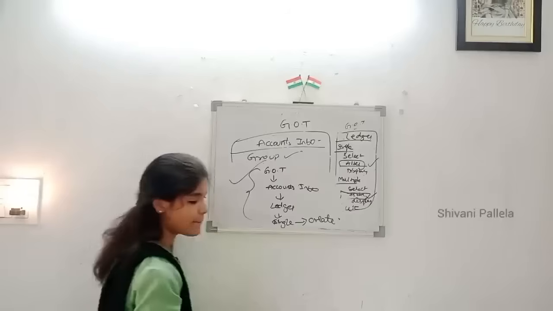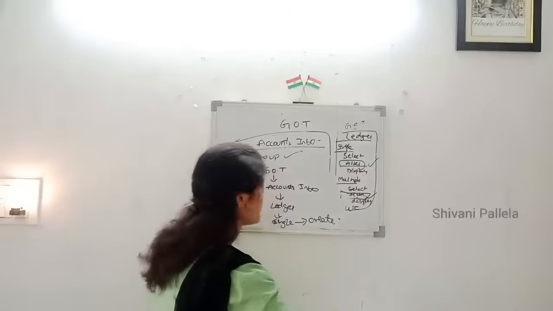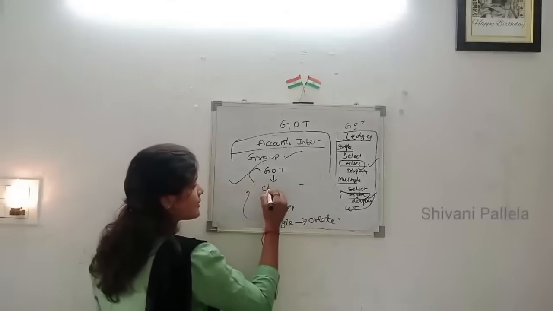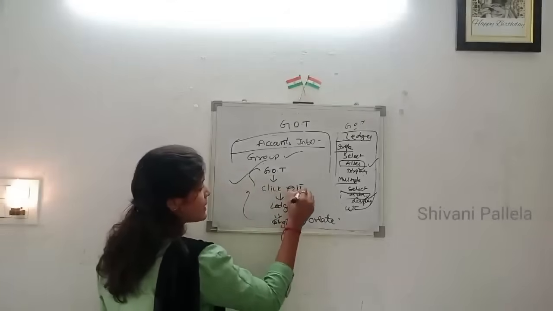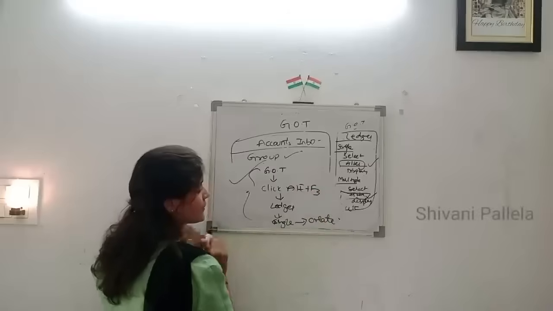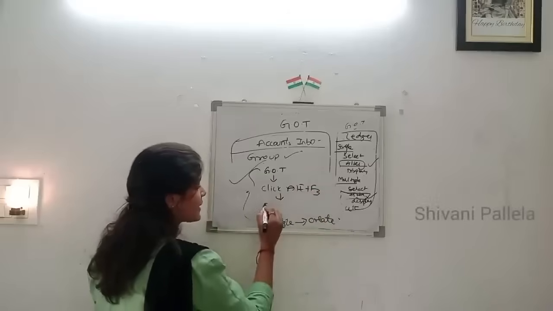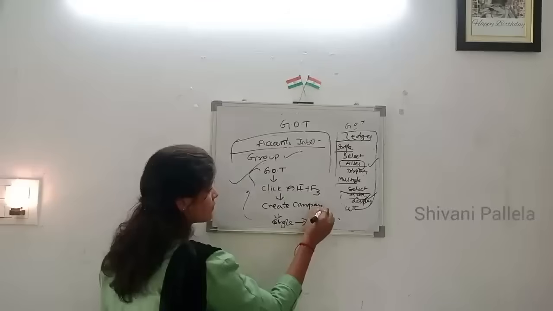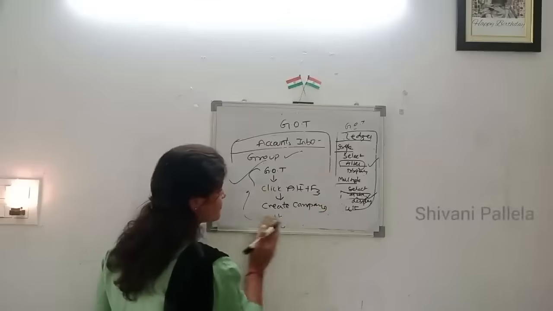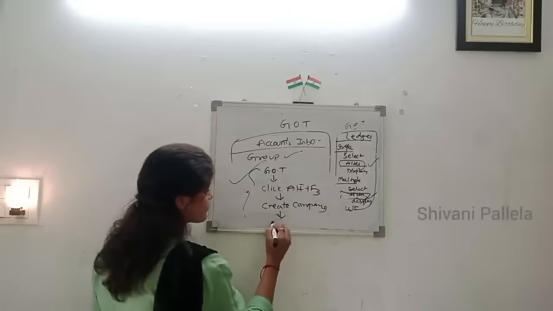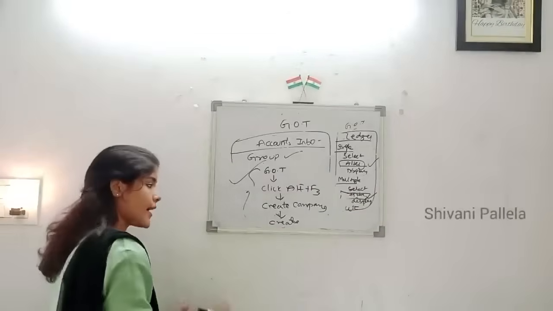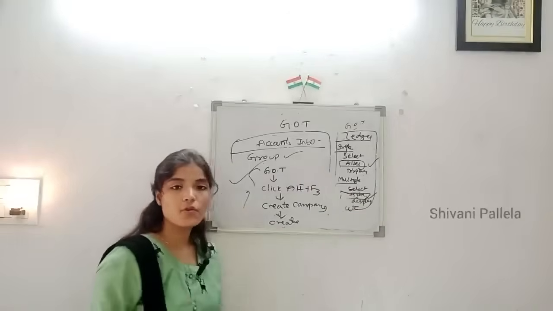How to create a company in Tally. How to create a company from Gateway of Tally. Click Alt plus F3 and there you will find the create company. Create. That's it. Over. And this is about the first unit in Tally.